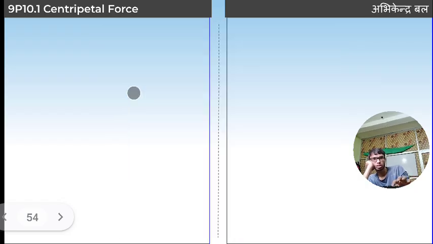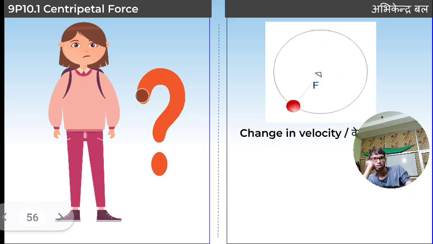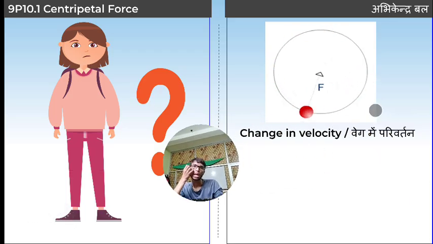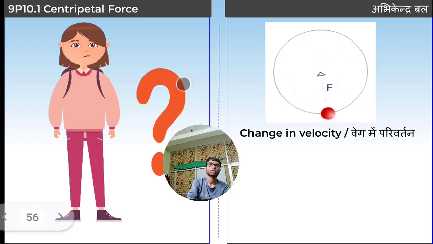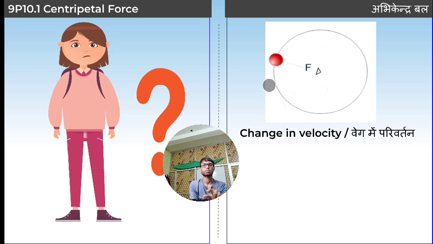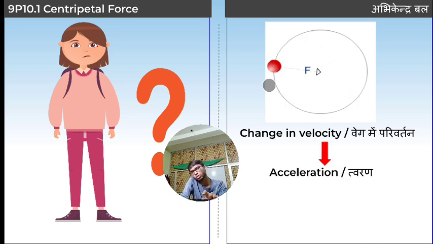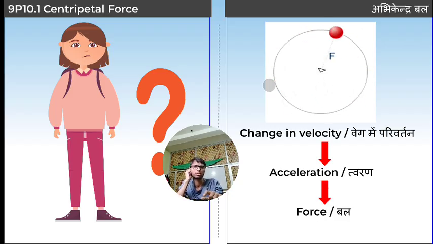Now here, change in velocity. When there is a change in velocity, something else changes. What? Acceleration. Change in velocity is acceleration. The meaning of acceleration is what? Change in velocity. Then what is acceleration? Force. This is force, and here is what? Acceleration. This is acceleration. And here we will realize a change in velocity.